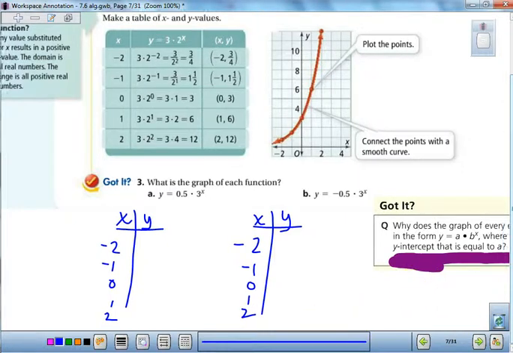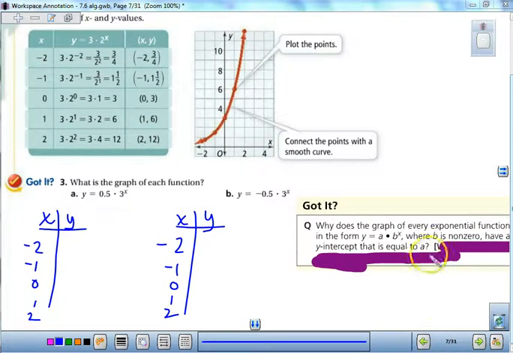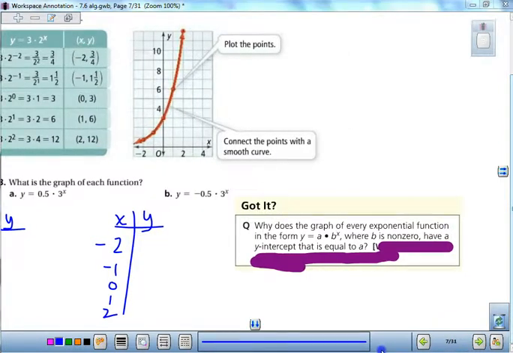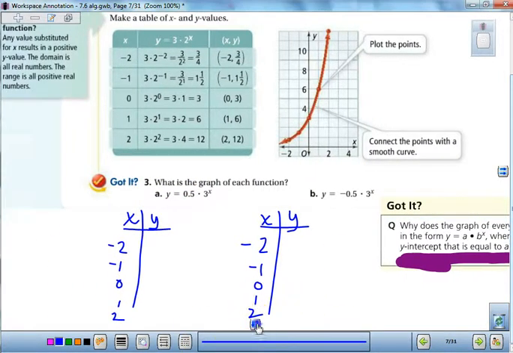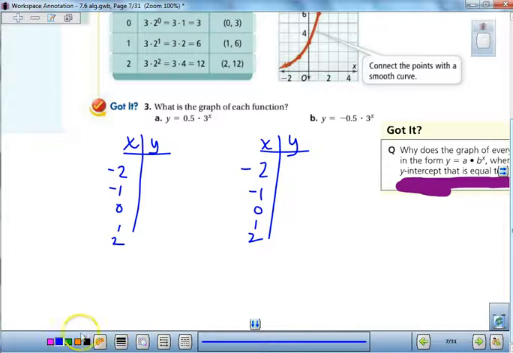Key thing to keep in mind on the got it part, why does the graph of an exponential function of the form y equals a times b to the x, if b is non-zero, have a y-intercept of a? And the key thing I want you to think about is why this is our y-intercept as you look at that, and we'll show that in just a minute. So at this point, you're going to pause the video, and we're going to do these functions, and then you'll see the answer.